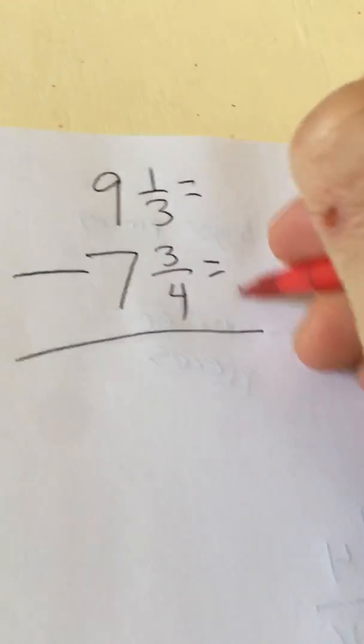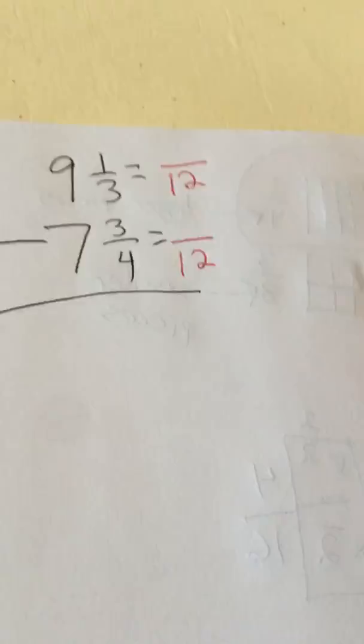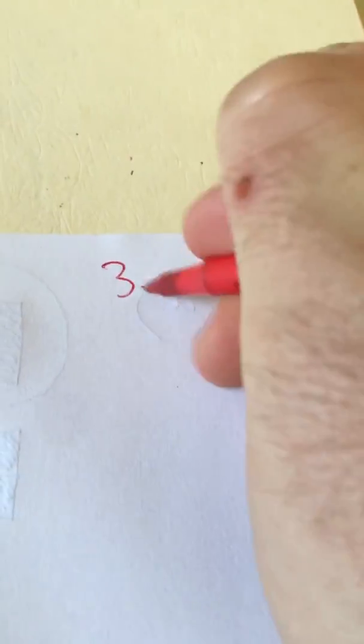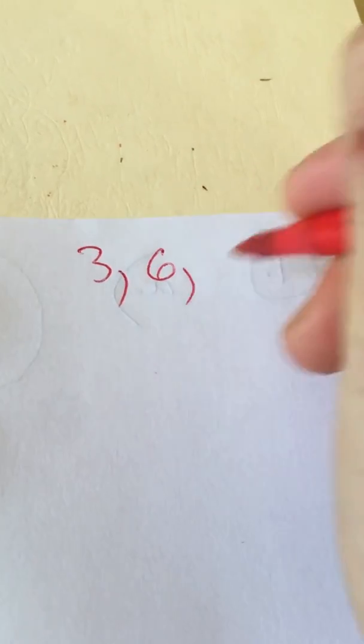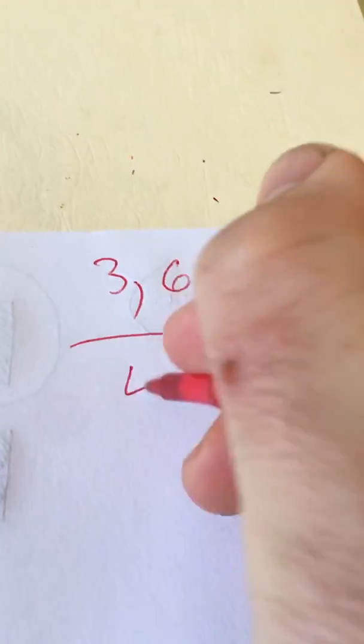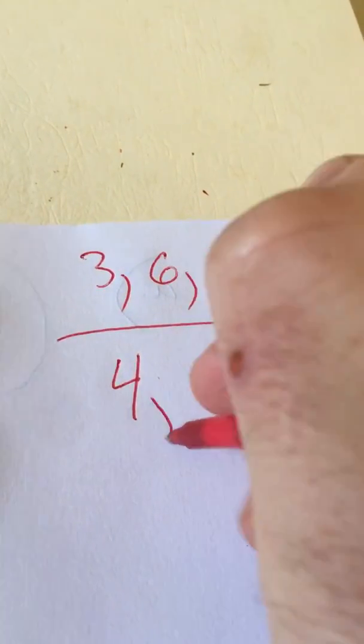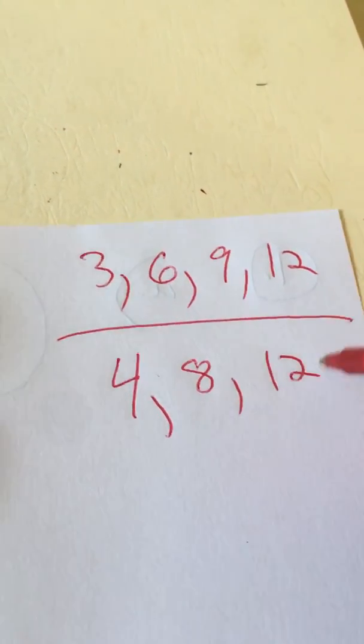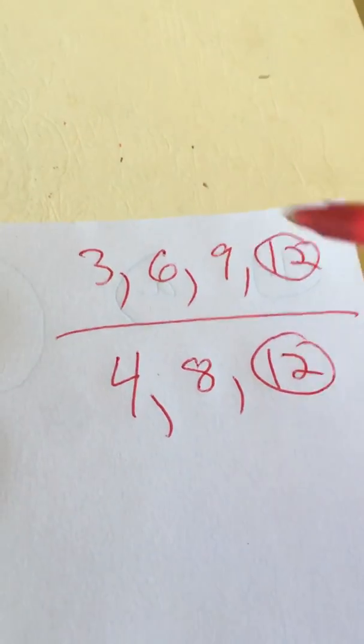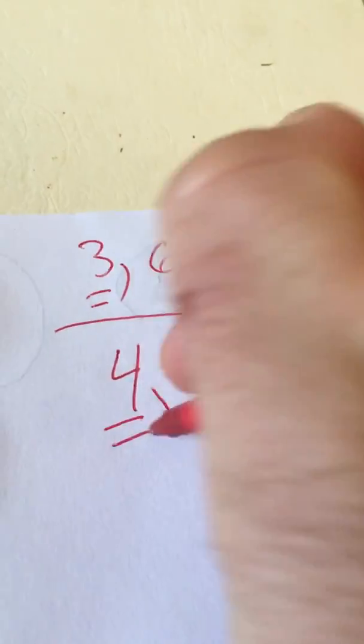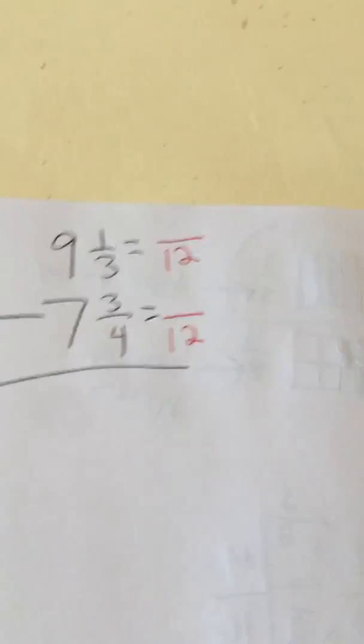So 4 multiplies to get to 12, and 3 also multiplies to get to 12. If we count by 3s, you can just add 3, 4, 5, 6, 7, 8, 9, 10, 11, 12. 3 can get to 12. If we count by 4s, just add 4 more: 5, 6, 7, 8, 9, 10, 11, 12. So since both 3 and 4 can multiply to get to 12, 12 can be our denominator.